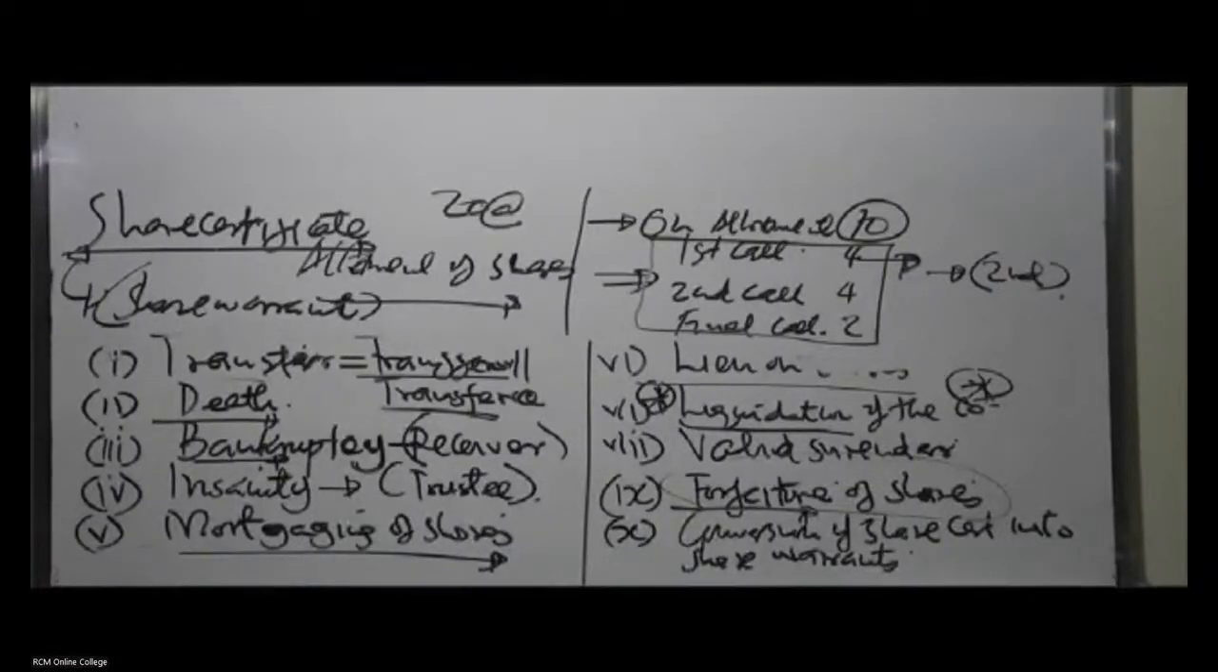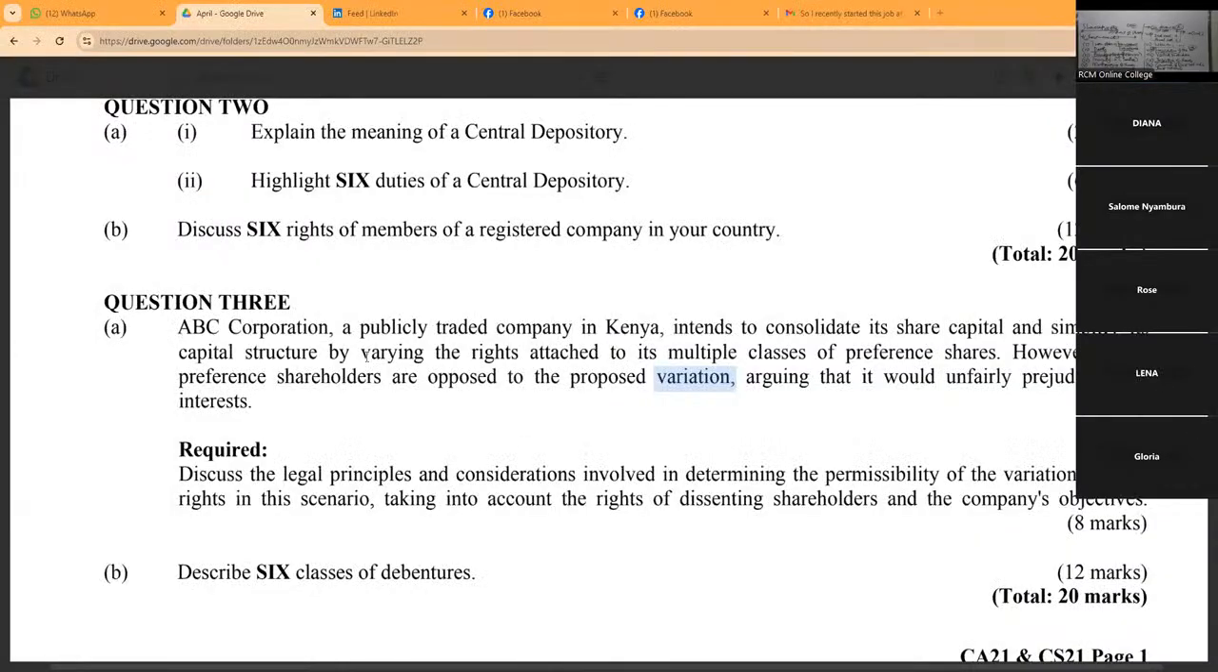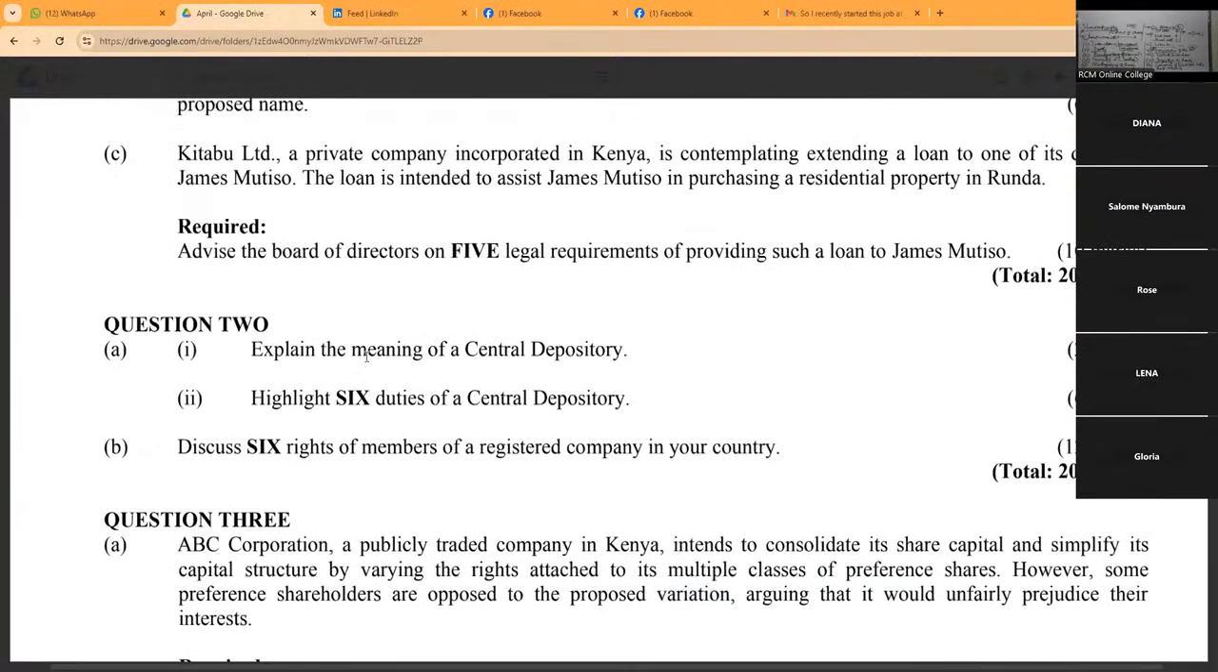So of course there's this one here. It was tested in April 2025. We haven't looked at it, but let me just show you: the rights of a member of a company. You can see this one here. It is question number 2B. In fact, it's part of what you'll finalize in this topic.